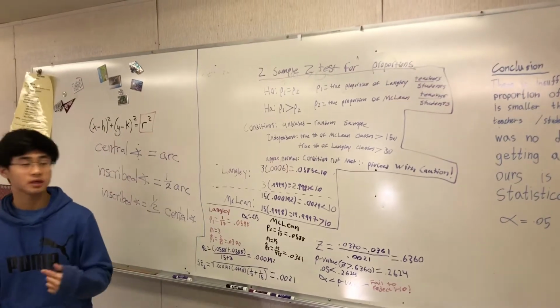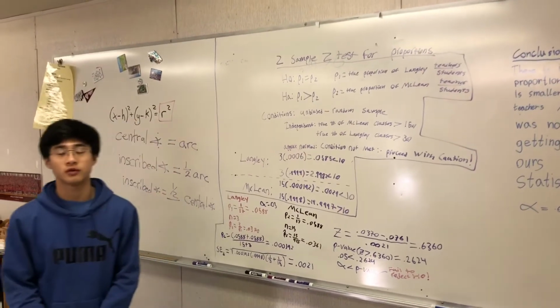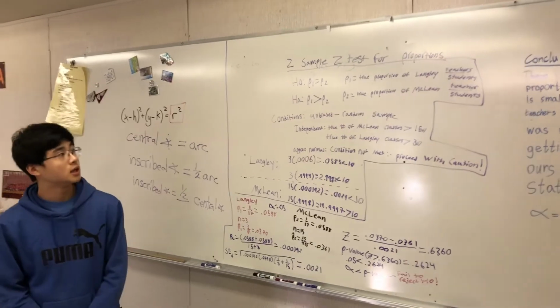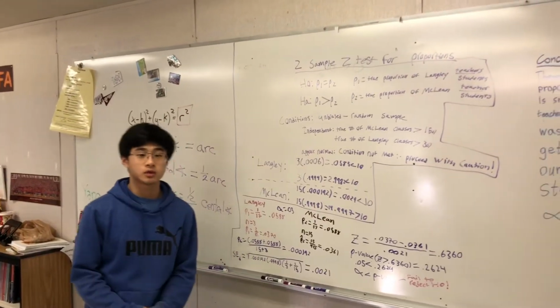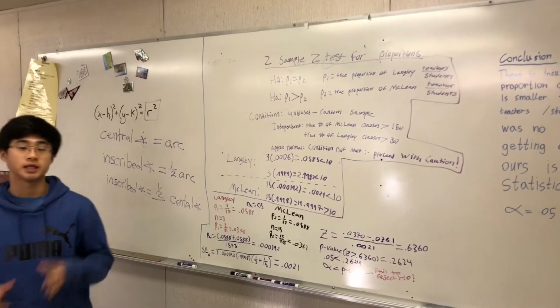Hi, my team and I are trying to solve the problem of overcrowding in McLean. One of the solutions was to either redistrict or not redistrict some students from McLean into Langley.